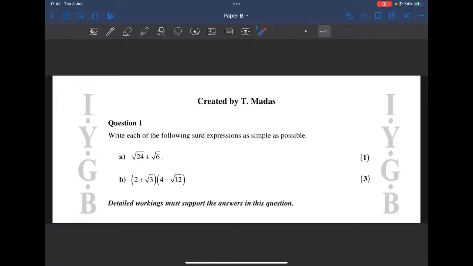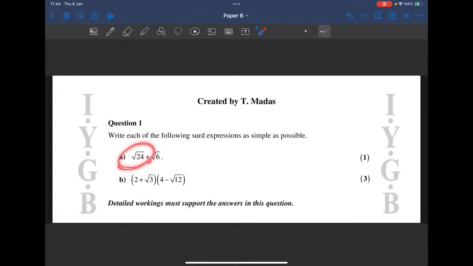So question 1, we want to write the following surd expressions as simple as possible. So that means the lowest number inside the surd, basically. The 6 and the 24, we need to reduce them if we can. What we're looking for is square factors of each number. 6 has factors of 2 and 3. Neither of those are square, so we can just leave the 6 alone.